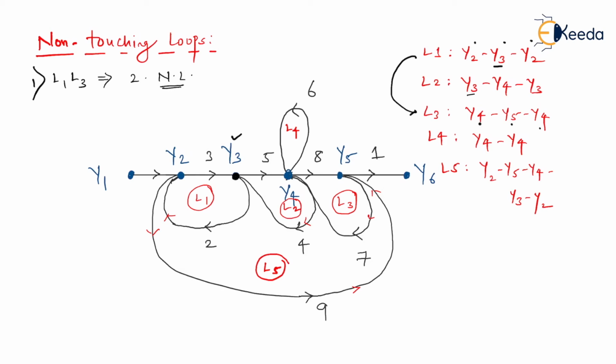So 2NL means there are two non-touching loops. I have compared L1 with L2 first, then L1 and L3. Now I'll compare L1 with L4. Again, L1 and L4 are two non-touching loops because L1 consists of Y2, Y3, Y2, whereas L4 consists of only Y4. So again, there is no common node. I got the second pair, that is L1, L4. So this is the second set of two non-touching loops.